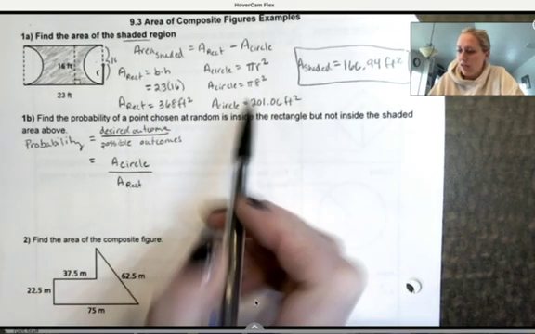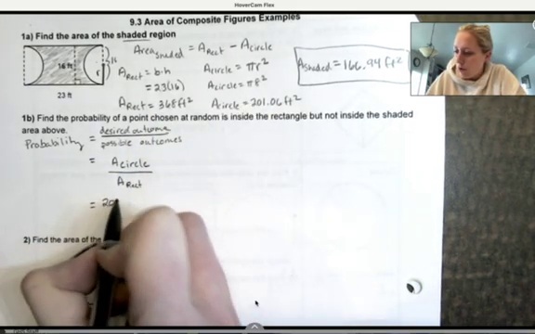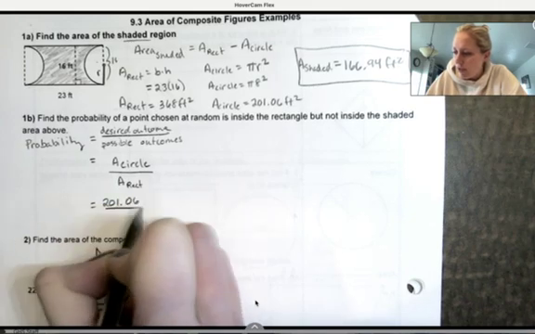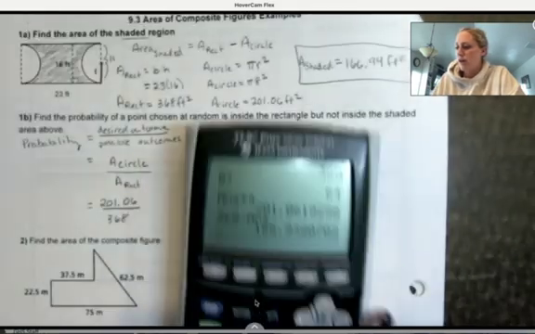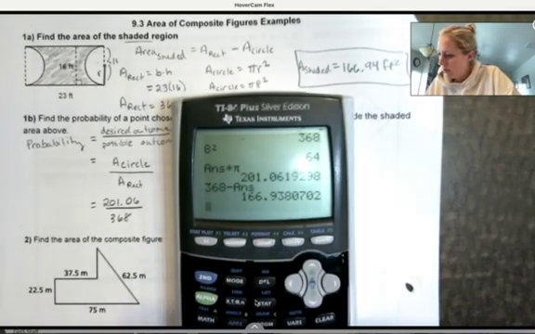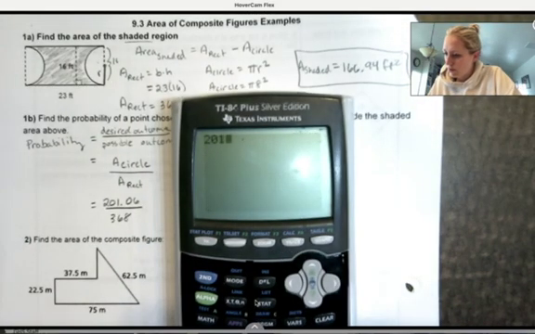So area of the circle is this guy. So we've got 201.06 divided by 368. Okay, so if we do that, we have 201.06 divided by 368.